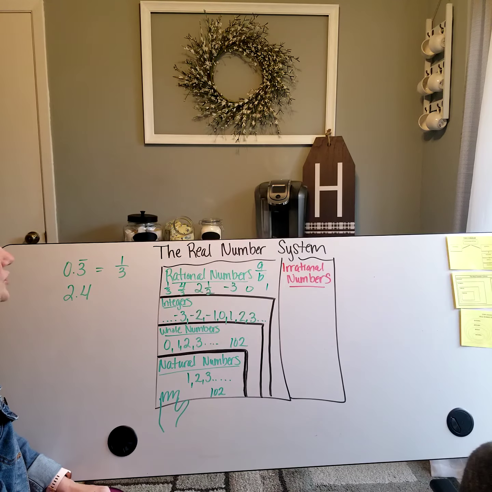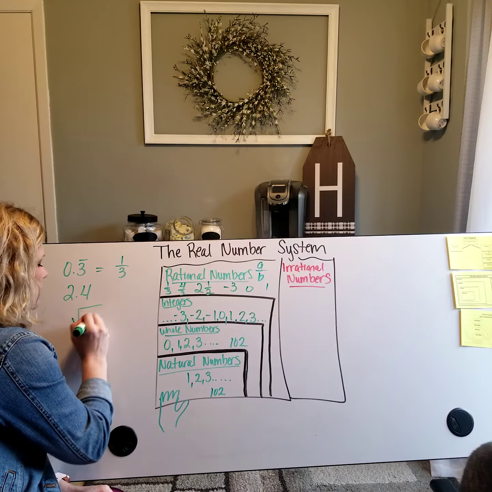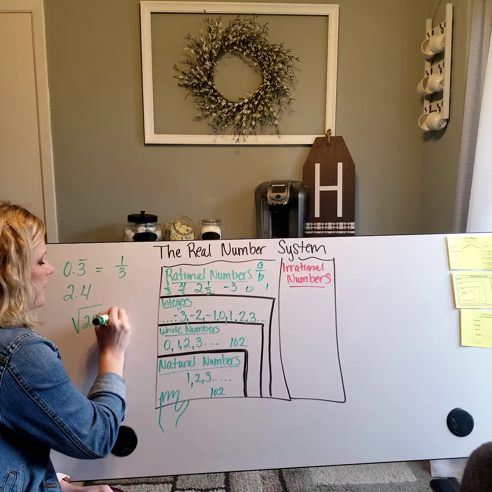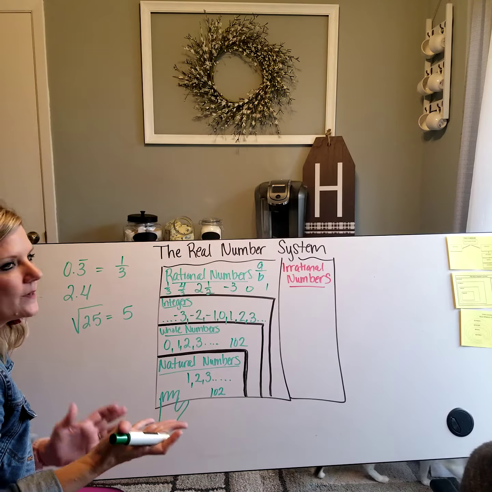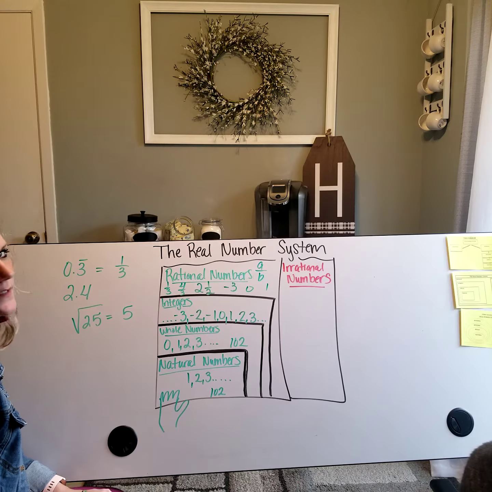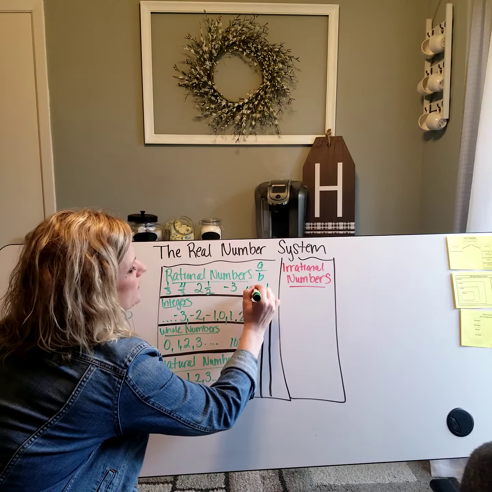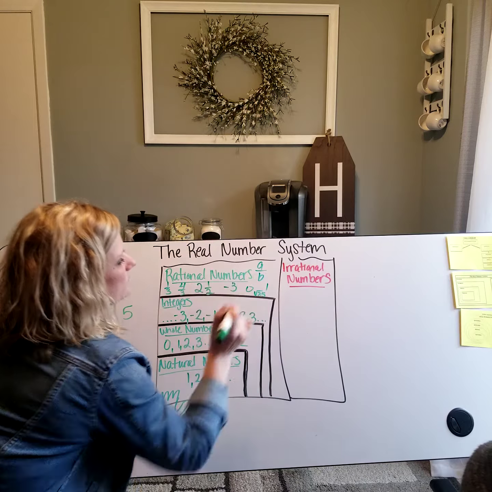Two other ones to think about: square roots. If it is a perfect square, like the square root of 25, that's going to give you 5. Because remember that square root says what times itself? Well, 5 times itself is going to give you 25. So we can put the square root of 25 in here.